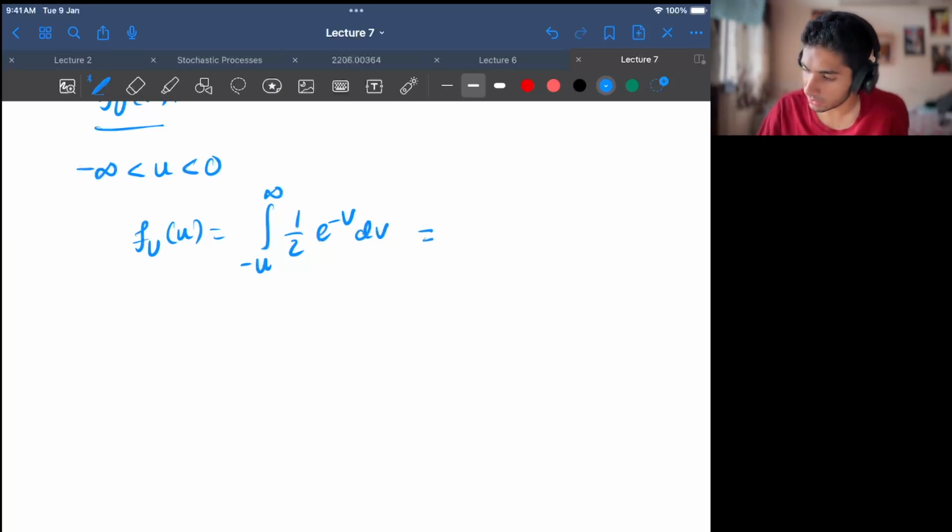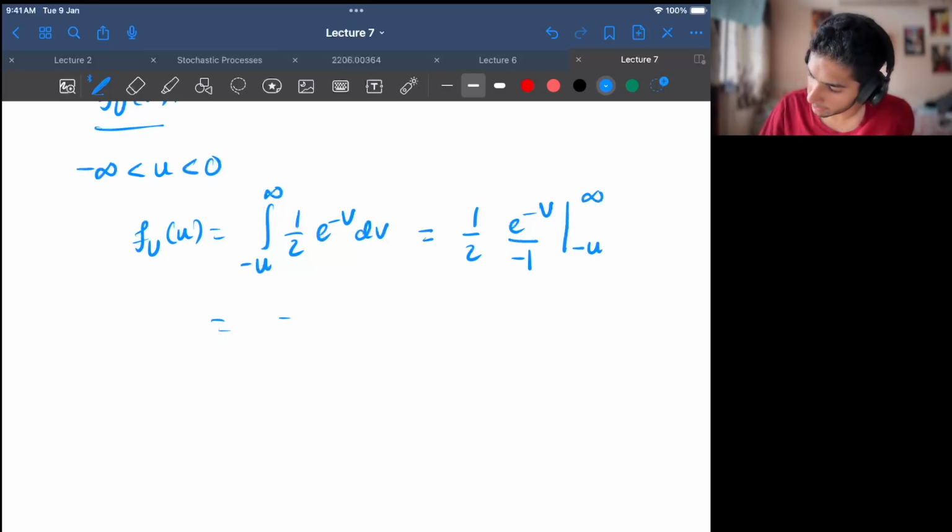And what will this thing be? This will become half e raised to minus v by minus 1, going from minus u to infinity. This will become minus 1 by 2 times e raised to minus infinity, which is 0, minus e raised to u. This will become e raised to u by 2.